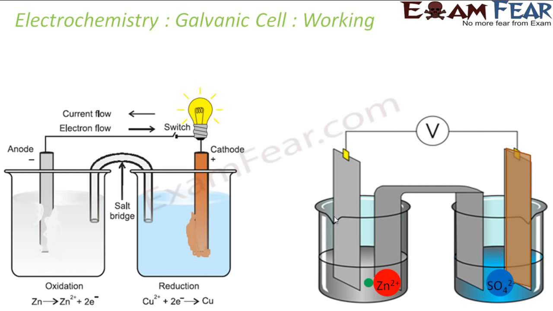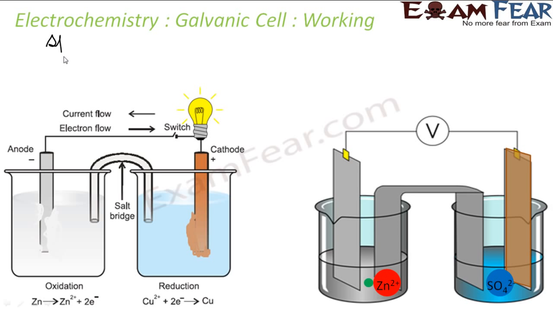Let's start with the working of the galvanic cell. So as I've told, this galvanic cell or voltaic cell is nothing but an electrochemical cell. They are electrochemical cells that convert chemical energy of a spontaneous reaction, or spontaneous redox reaction to be specific, to electrical energy, right? This is what I have told.